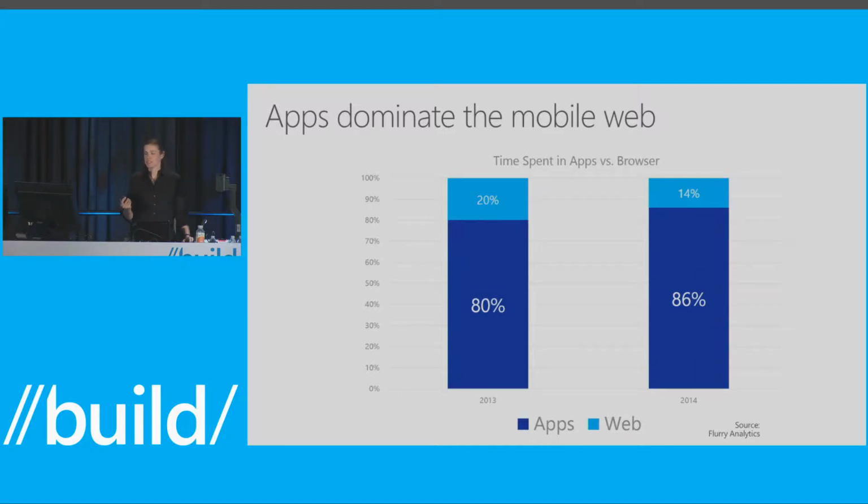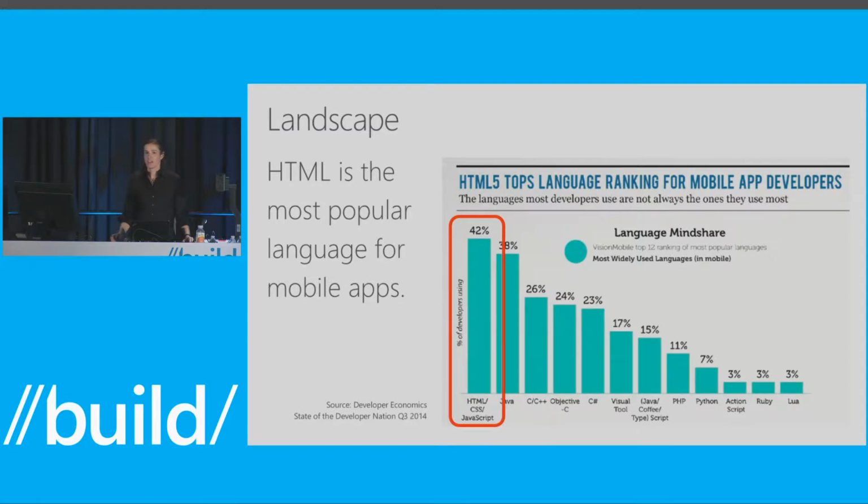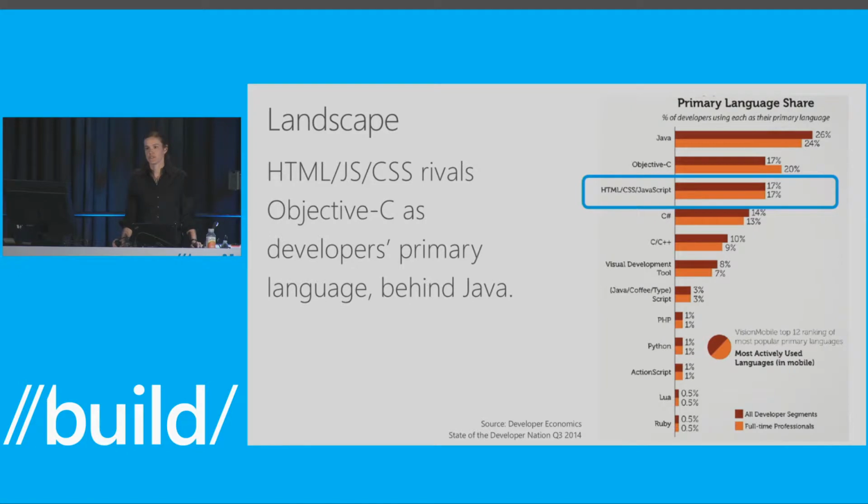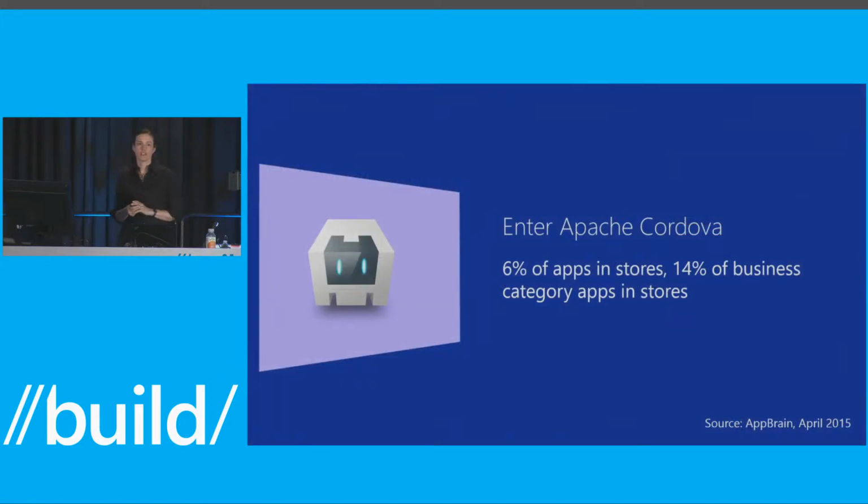But building all those apps can be really expensive. And it's clear that if you ask developers who write for mobile what languages they use, the most common language that they talk about is HTML. And if you ask them what their primary language is, the first thing that they use, HTML is right there behind Java and Objective-C. And that confluence of landscape positions means that something like Apache Cordova that allows you to use HTML to write your mobile app has gained traction fairly quickly.